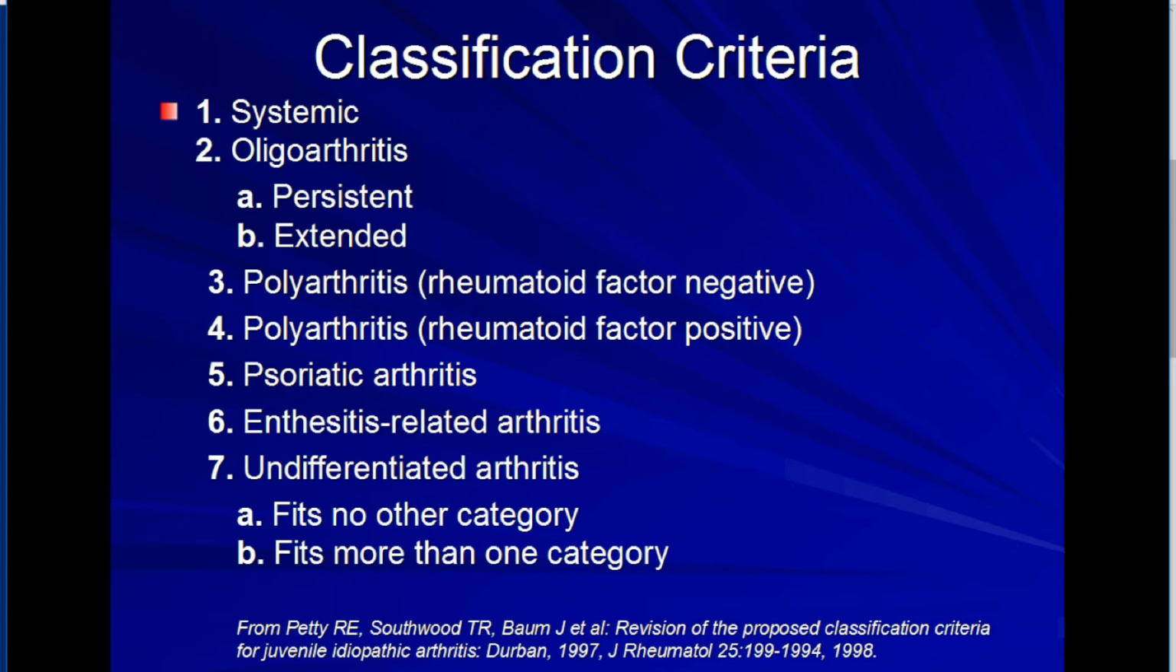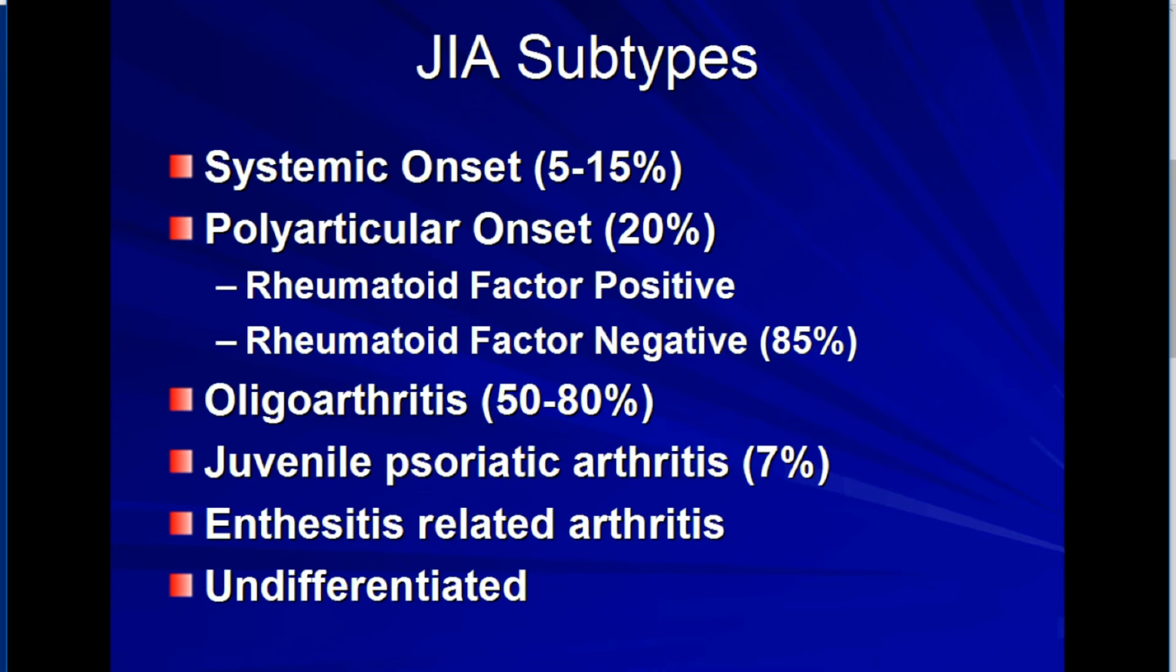And so the classification criteria: 1, systemic; 2, oligoarthritis, persistent or extended; 3, polyarthritis, rheumatoid factor negative; 4, polyarthritis, rheumatoid factor positive; 5, psoriatic arthritis; 6, enthesitis related arthritis; and then 7, undifferentiated, which basically fits no other category or fits more than one category.